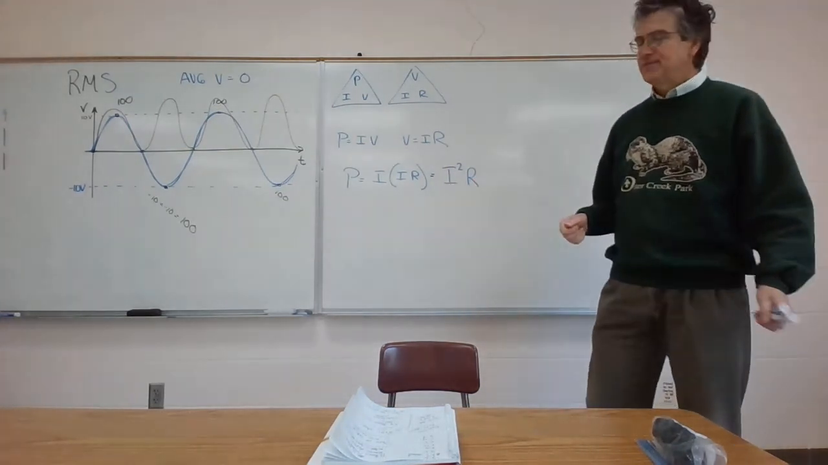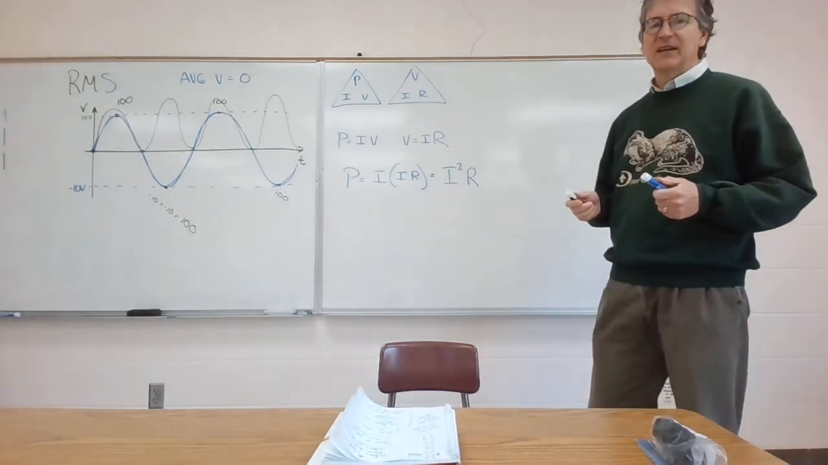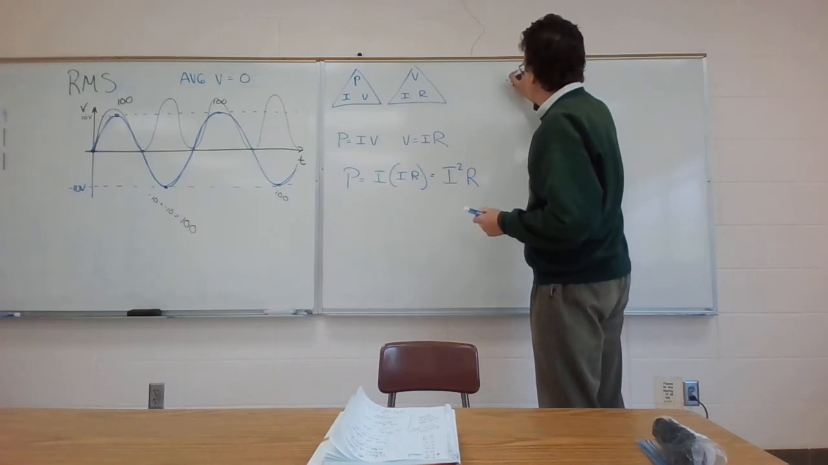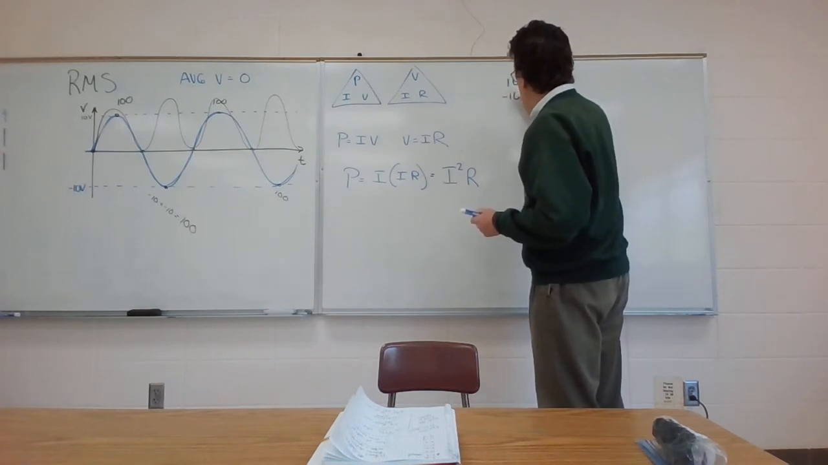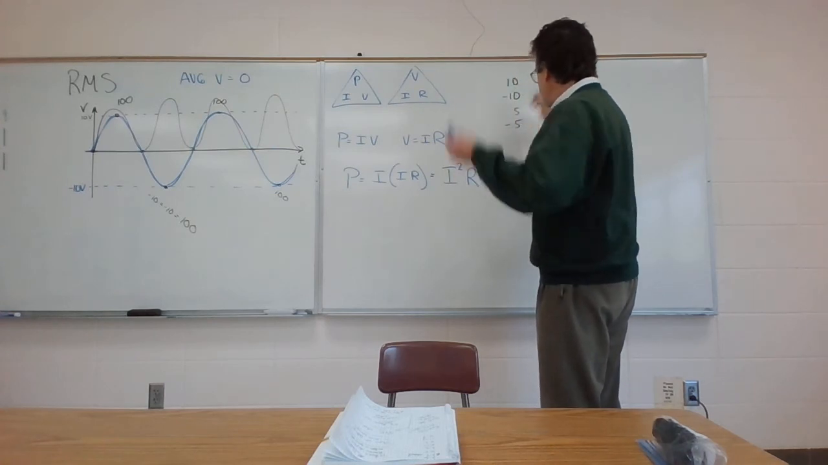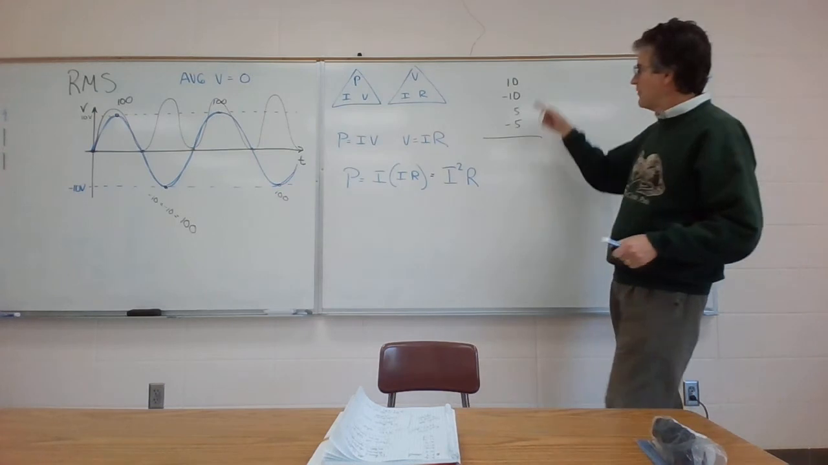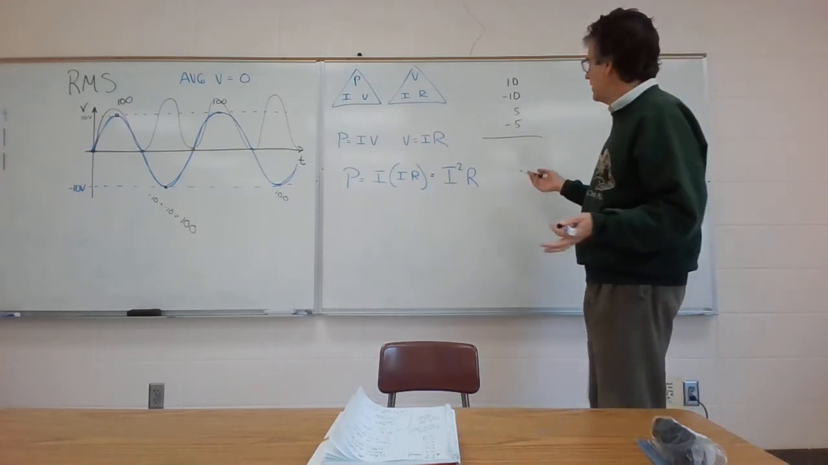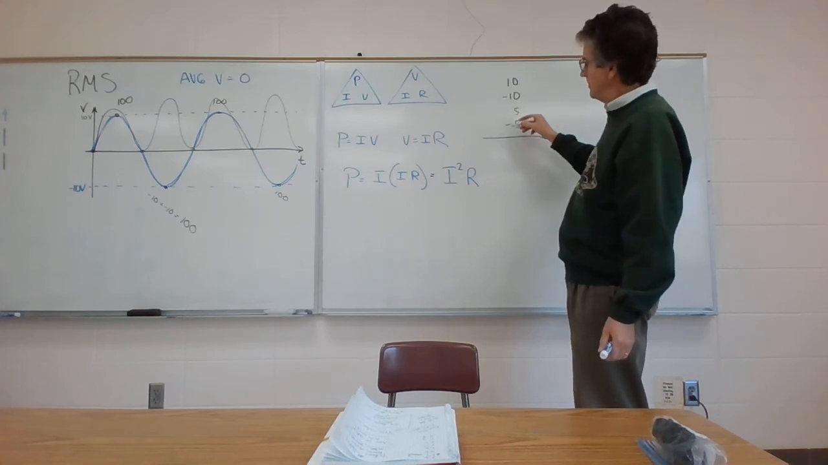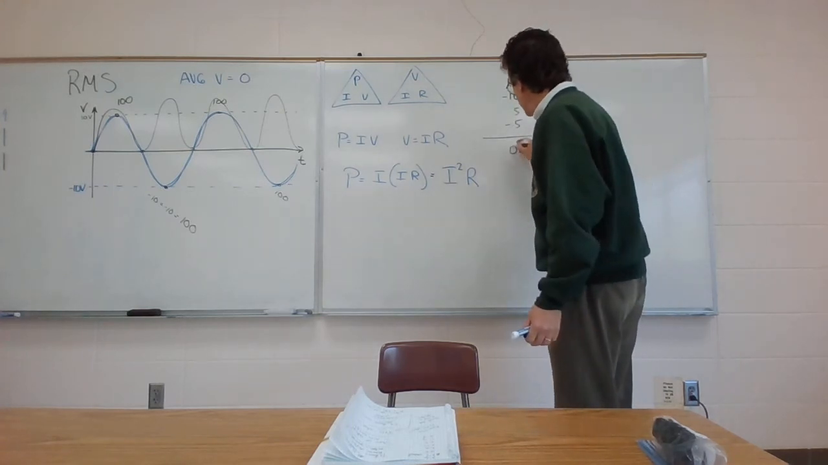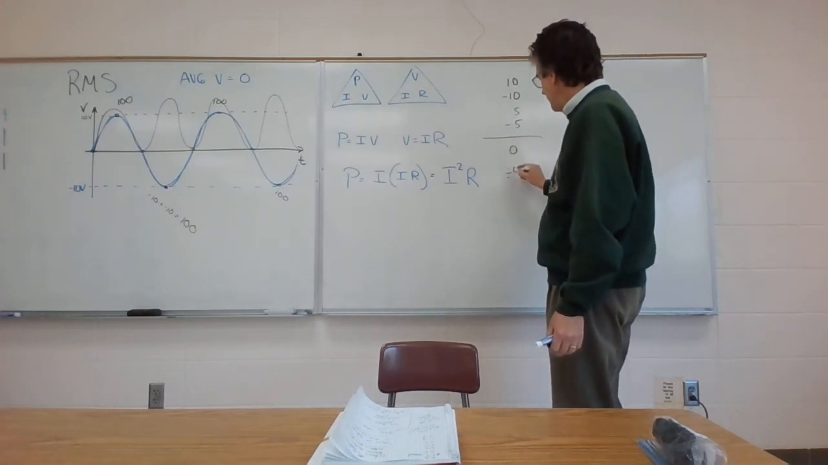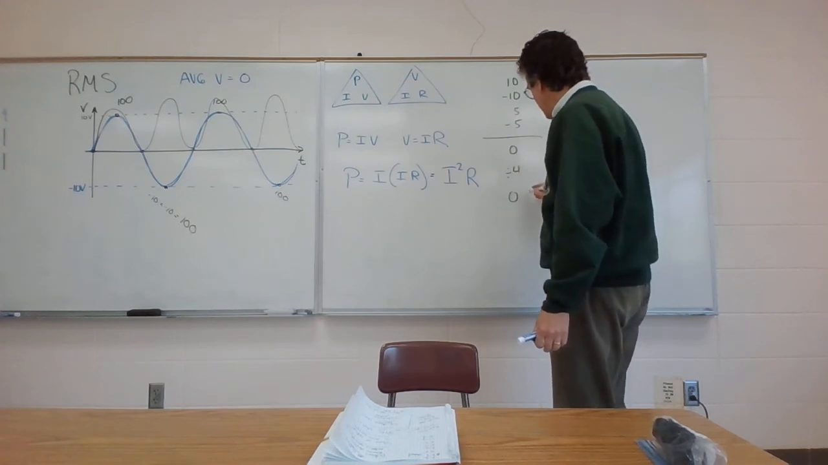So if I wanted to, let me just pick these 4 values: 10, negative 10, 5, negative 5. What's the average of those 4 values? Well, 10 plus negative 10 is 0, plus 5 is 5, plus negative 5 is 0. You add them up, get 0, divide by 4, and the answer is 0. So that's the average.